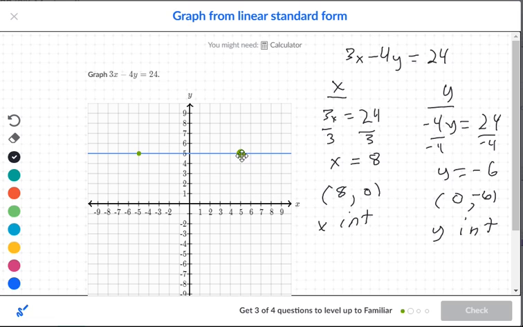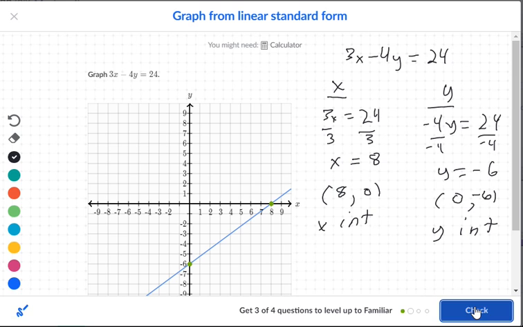So we want to go 8, 0. So we go 8 on the x, which is there. Now we want to graph the y, which is 0, negative 6. So we're at 0, we go down 6. So let's check the line.